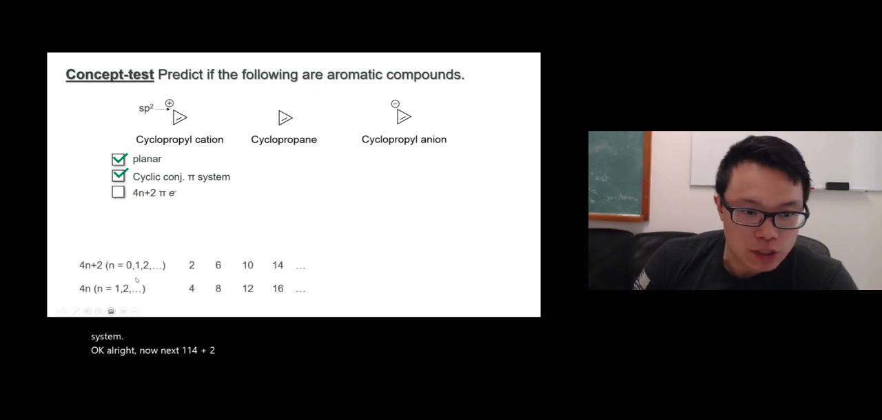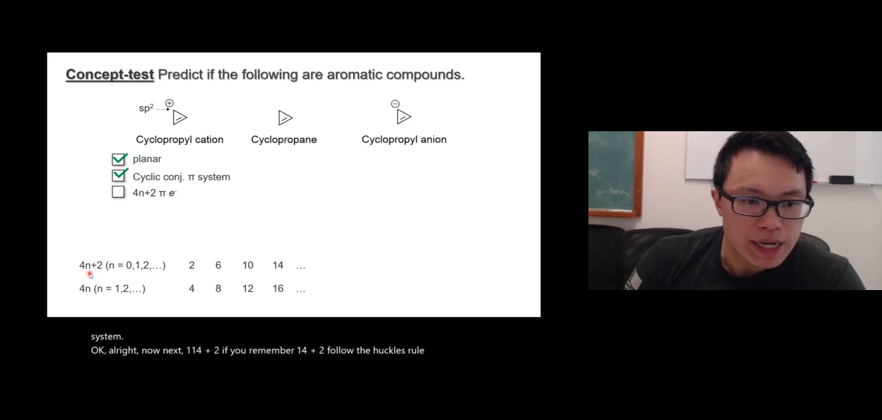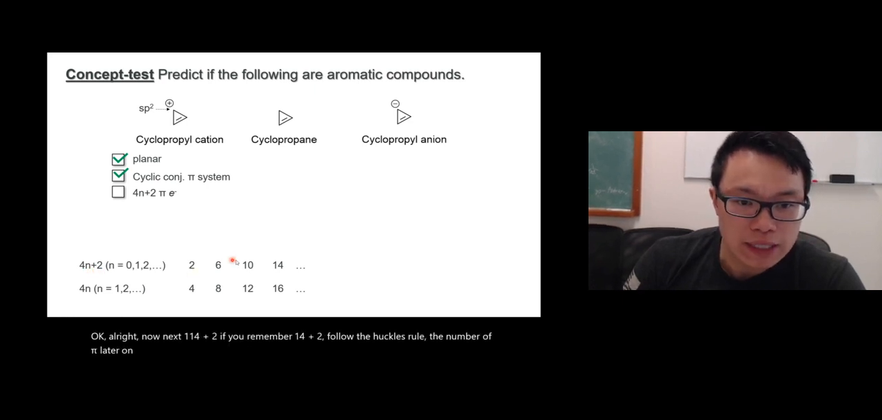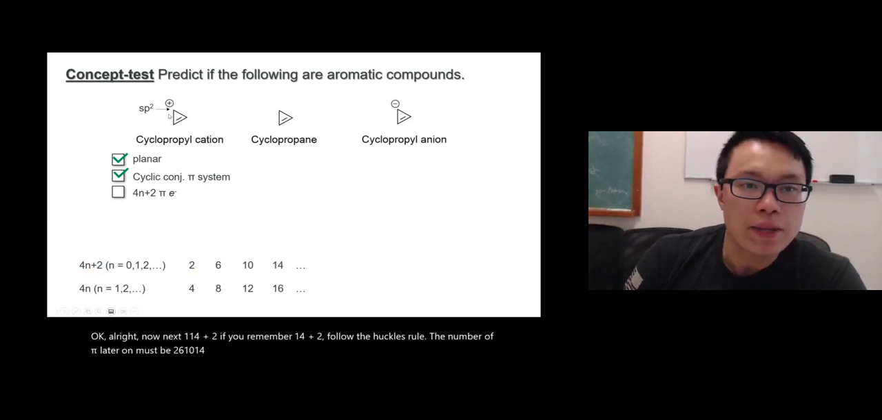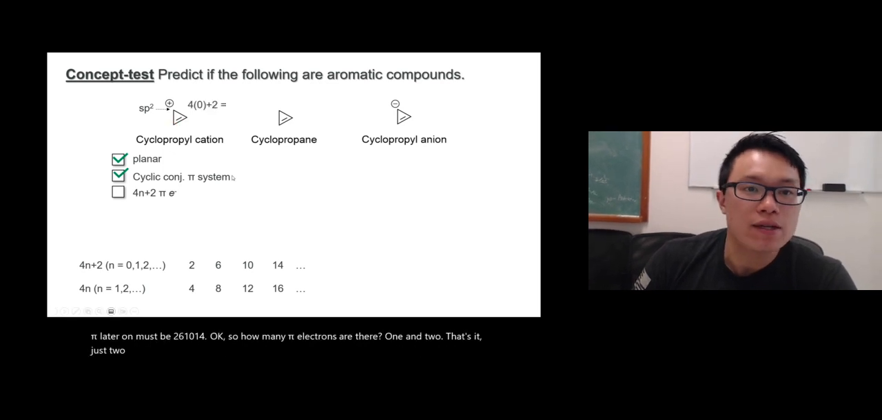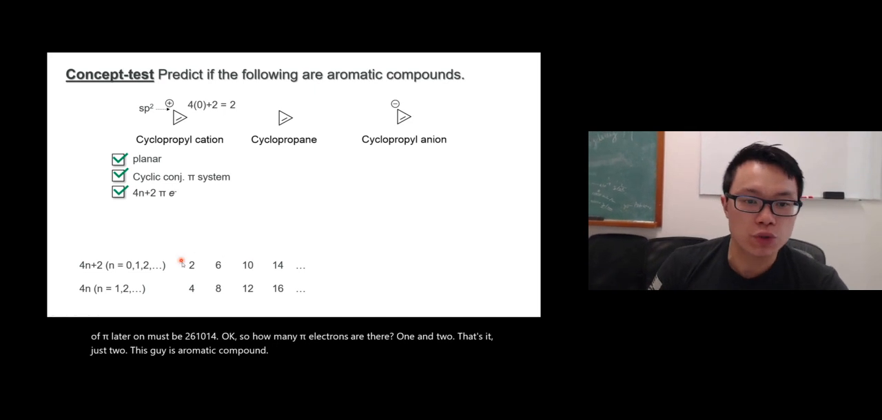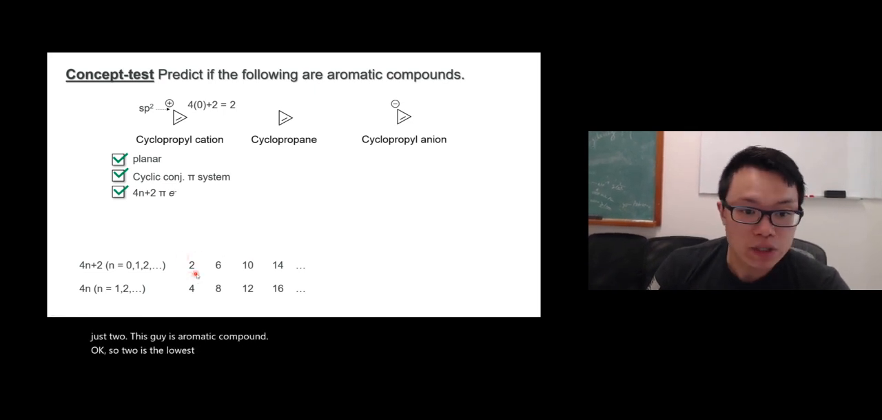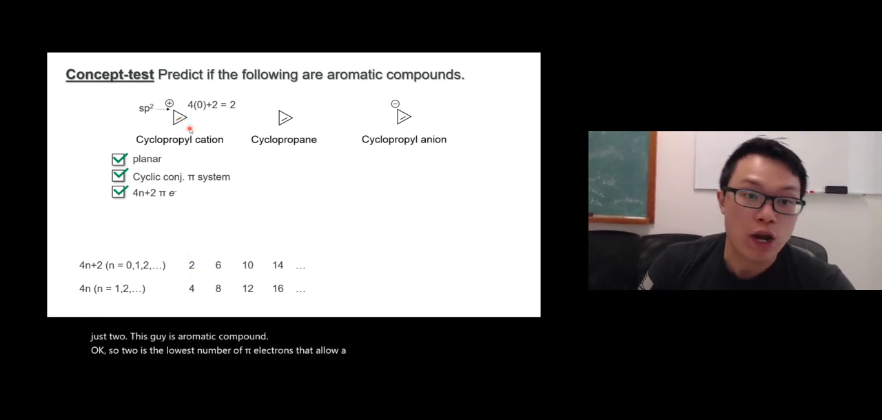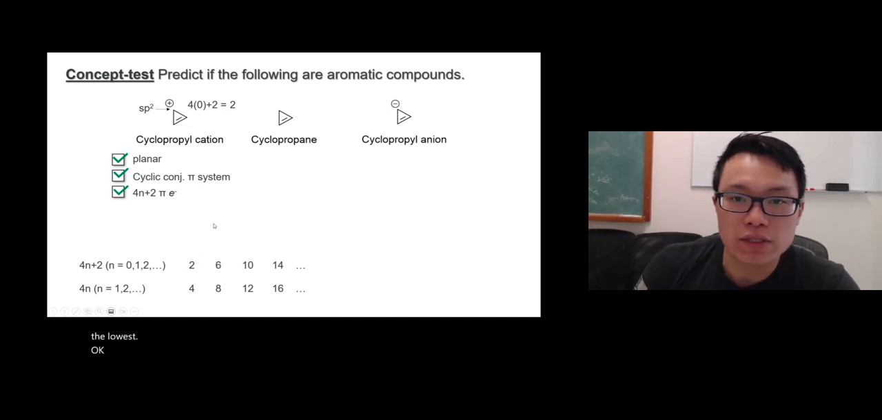If you remember, 4n+2 follows Huckel's rule. The number of pi electrons must be 2, 6, 10, 14. So how many pi electrons are there? 1 and 2. That's it, just 2. This is an aromatic compound. So 2 is the lowest number of pi electrons that allows a compound to be aromatic. Okay, move on to the cyclopropane.